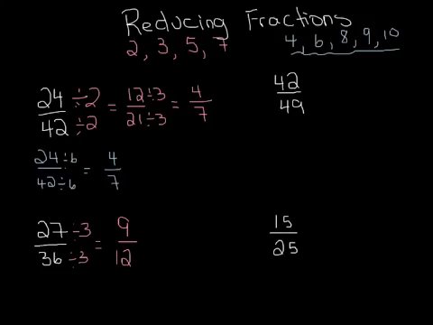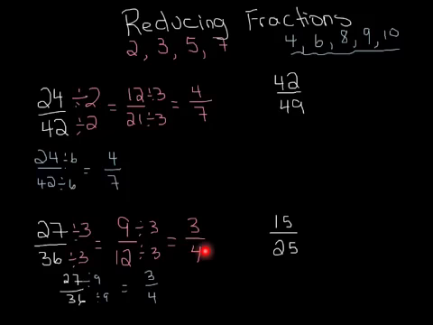And I would go through the process again. 2 doesn't work. 3 does work. So 9 divided by 3 is 3. 12 divided by 3 is 4. So again, it took me 2 steps to get to that final answer. However, if I had done 27 over 36, and I was a bit better at division, I could maybe see I could divide by 9 right away. And if I divided by 9 right away, I would get to 3 over 4. So the idea here is to get down to the final answer using a way that is comfortable for you.